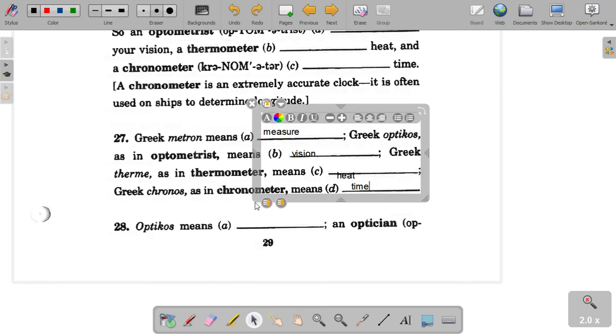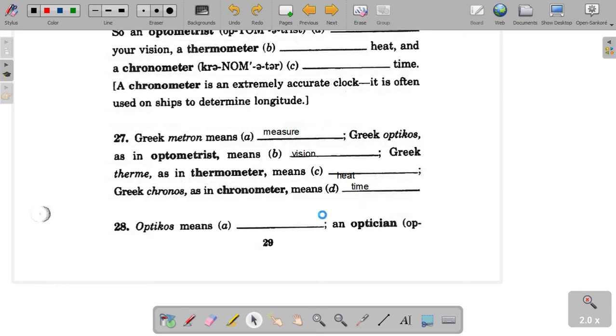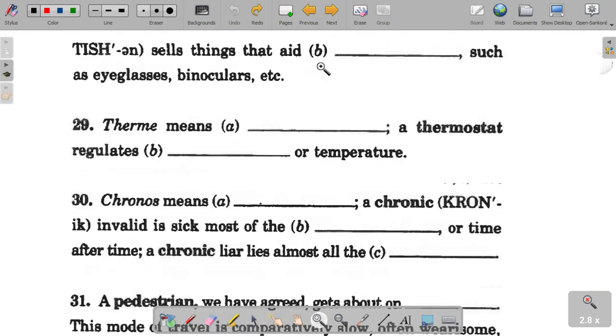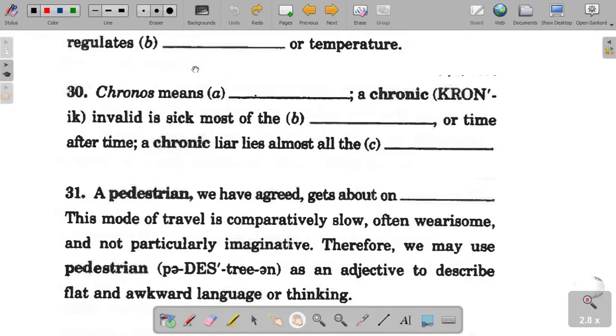So opticos means vision. So an optician sells things that relate to vision, like eyeglasses, binoculars, etc. And then therma has to do with heat. The thermostat regulates heat or temperature. A lot of families have a thermostat in their house which keeps it not too hot, not too cold. Then we have chronos, which means what?